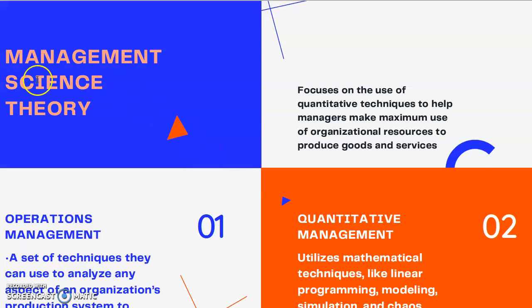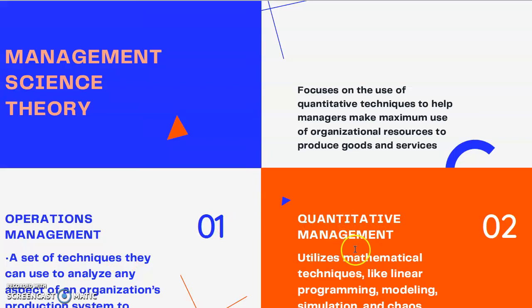Next we go to the management science theory. Actually, this theory is a contemporary extension of the scientific management developed by Taylor, because they also focus on quantitative techniques that can help managers make maximum use of the resources. Okay, next we go to operations management. It's a set of techniques that can be used to analyze any aspect of an organization to produce a system, through the internet or through B2B, business to business. That's the meaning of operations management.